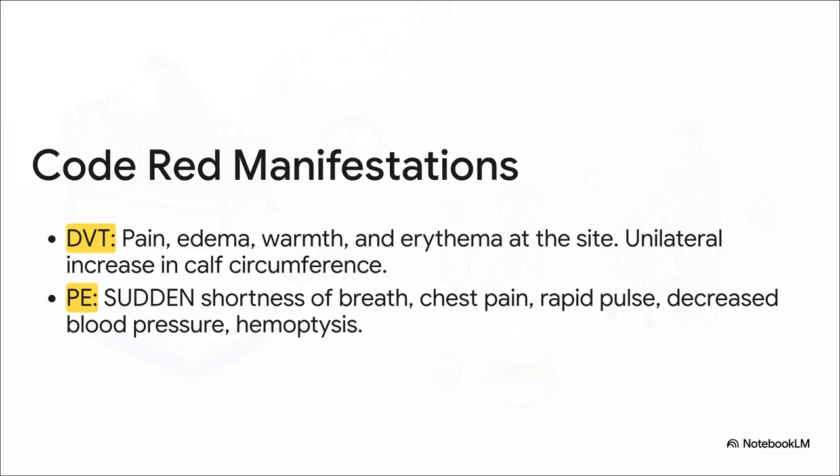The key difference to spot here is local versus systemic. A DVT is a local problem. One leg is swollen, red, and warm. A PE is a full-blown systemic crisis. And the word you have to burn into your brain is sudden. Sudden shortness of breath in an immobile patient should set off every alarm bell in your head.